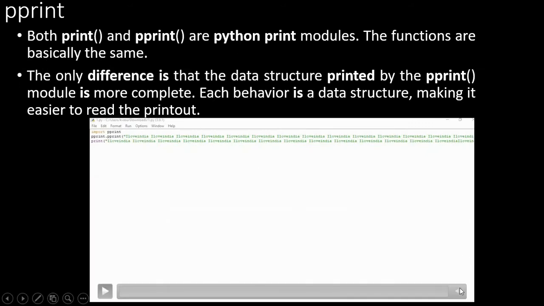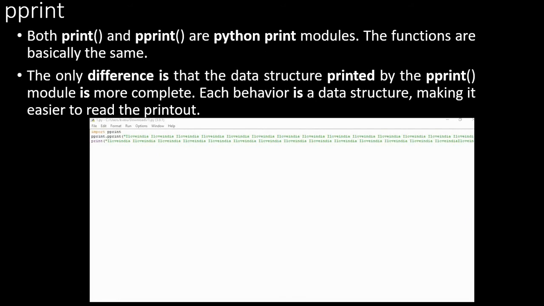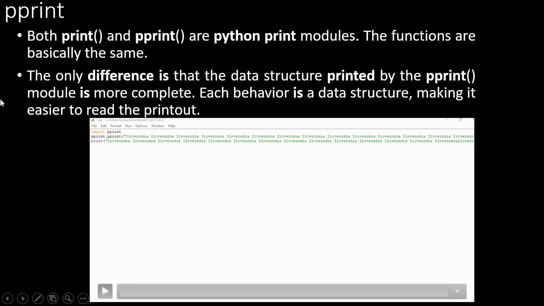The difference between print and pprint. Python has got something called pprint. Pprint is more organized. Pprint is more complete. The behavior is more in a data structure way, and it's much easier to read the output which comes out through pprint. So that's the major difference. If you want your results in a very organized way, please use pprint, and I have shown you a very simple example in front of you.